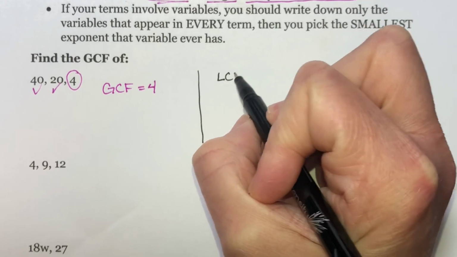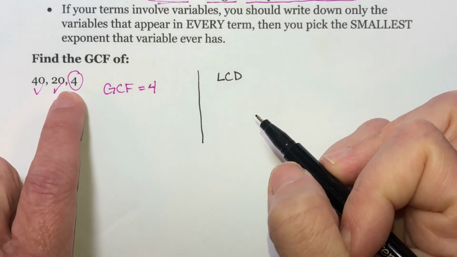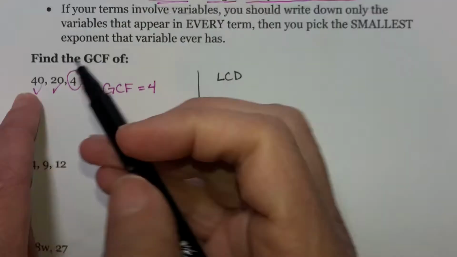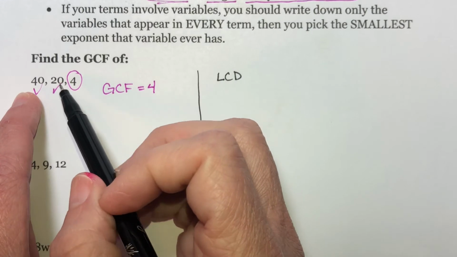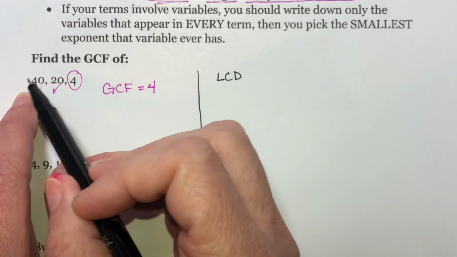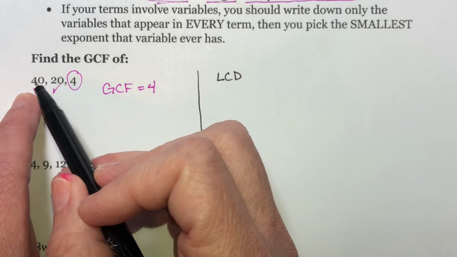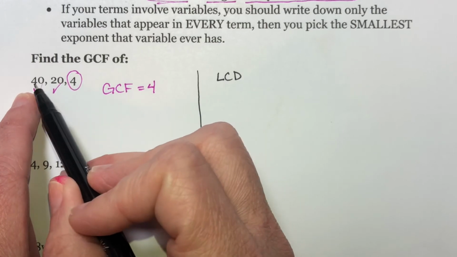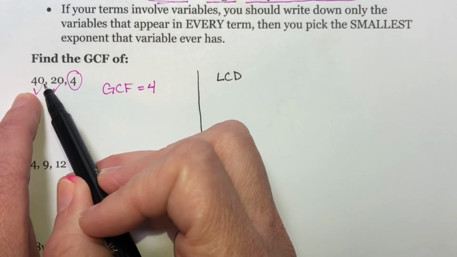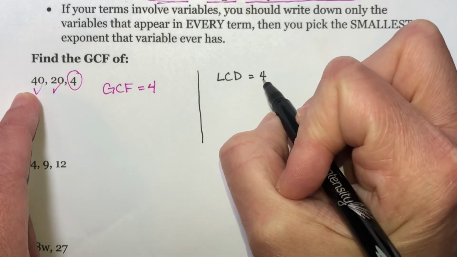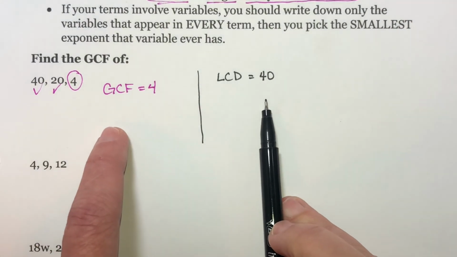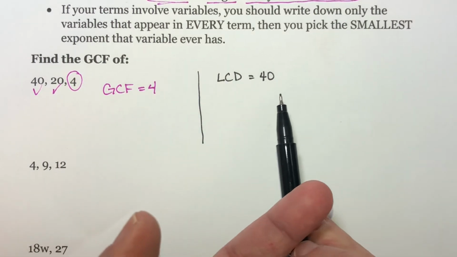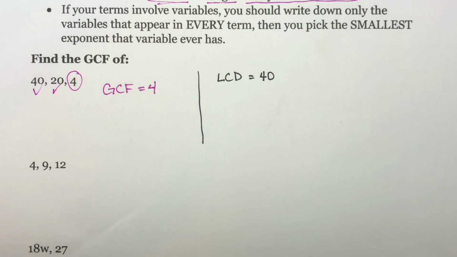Now for reference, your LCD, if these were all in the denominator, is the smallest number that everything divides into. 40 doesn't divide into 4. 40 doesn't divide into 20. 40 divides into 40. 4 divides into 40. 20 divides into 40. Everything divides into 40, and that's the smallest number that happens. So this would be 40. They are completely the opposite. And it is confusing because this one says greatest, and it's the smaller one, and this says the least, but it's the bigger one. It's just something you've got to keep in your mind.